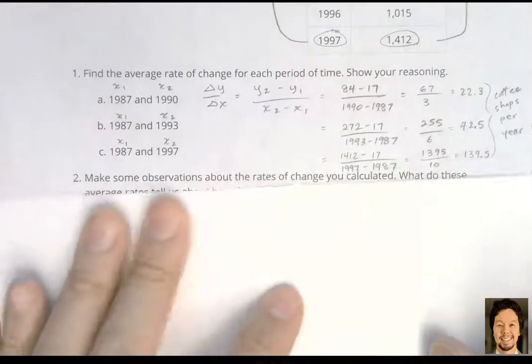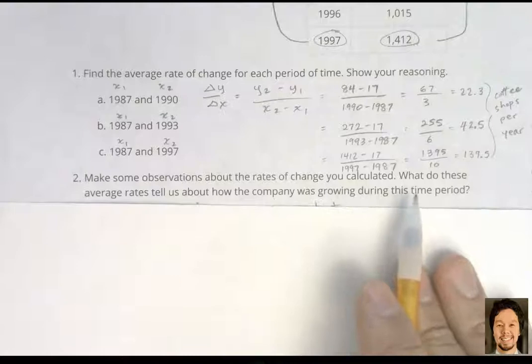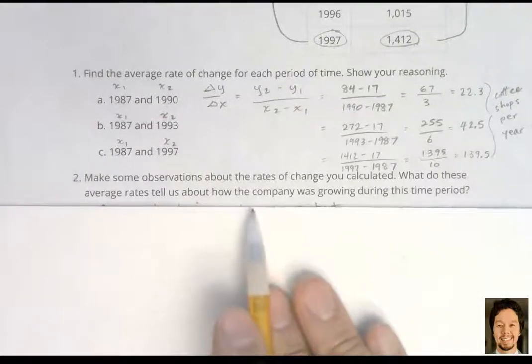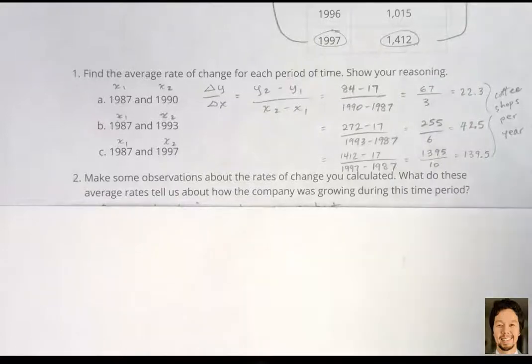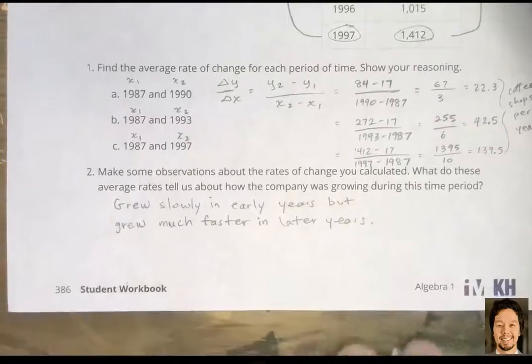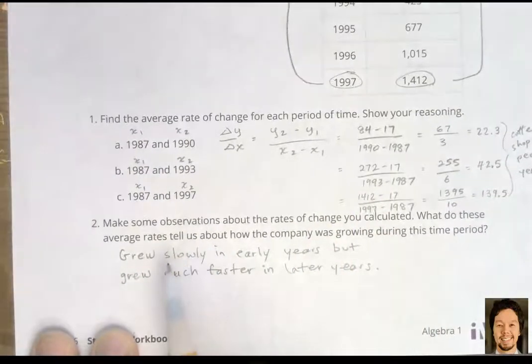So make some observations about the rates of change you calculated. What do these average rates tell us about how the company was growing during this time period? Well, to sum it up, you could literally just say the number of coffee shops grew very slow in the early years, but grew much faster in later years. Okay?